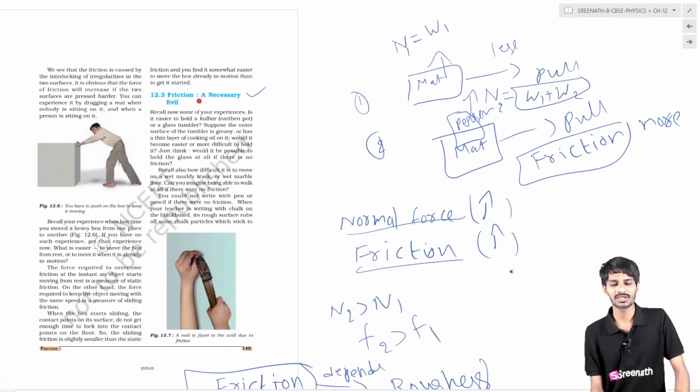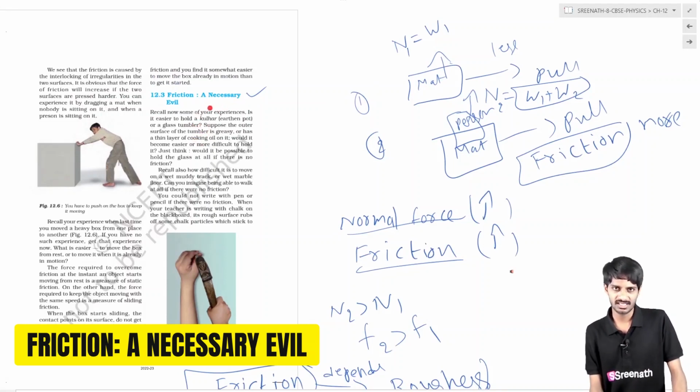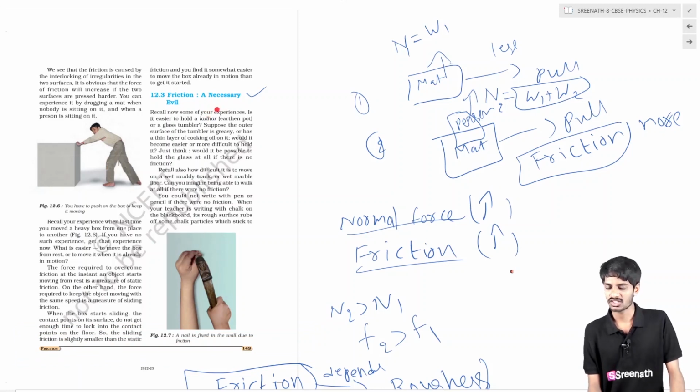We have completed the second topic, students, and entered the third topic. The third topic is friction, a necessary evil. Is friction necessary? Yes, friction is necessary.